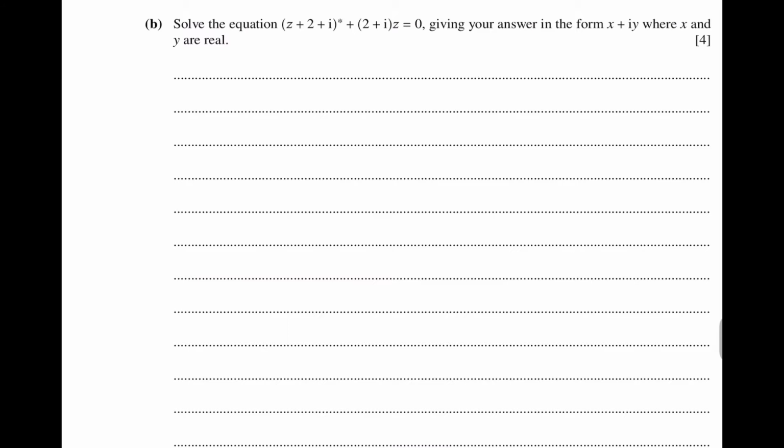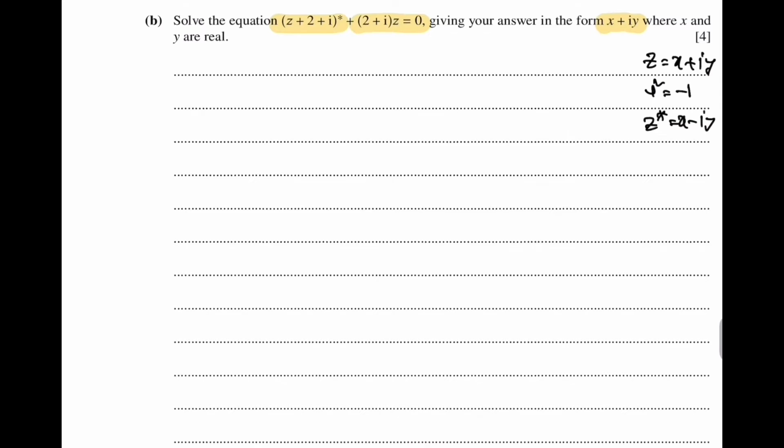Solve the equation: complex conjugate of z plus 2 plus i, then 2 plus i times z equals 0. You must write the answer in the form x plus iy. Okay. We know that z equals x plus iy, i square equals minus 1, and the complex conjugate of z, that is x plus iy, is denoted by z star, x minus iy. So let me use all this information in this equation.